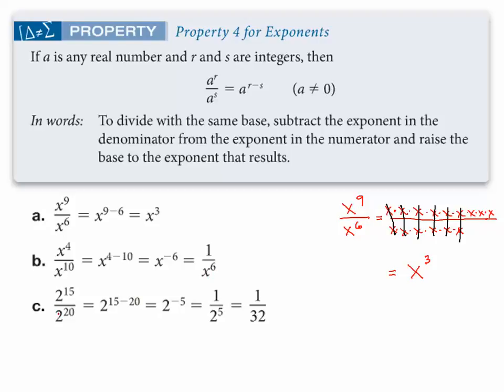Alright, how about, and if there's just numbers, no variables here, 2 to the 15th, divide 2 to the 20th, subtract that, you get x to the negative 5th. Have to take it down to the denominator and simplify as much as you can. Everybody okay with 1/32?